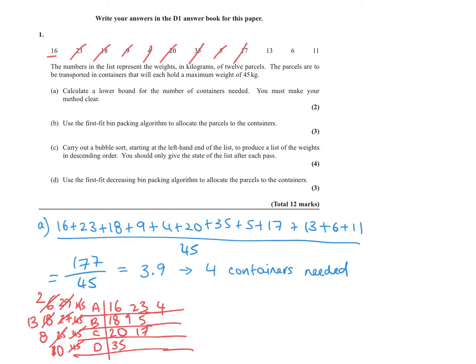13 goes in the second one. That one's full. 6 has to go in the third one, and there is 2 left, and then 11. Okay, guys, 11 doesn't go in any of them. So we can see here we've got 5 bins. You have to get that fully correct for the 3 marks. Do we understand? There's no messing around here.